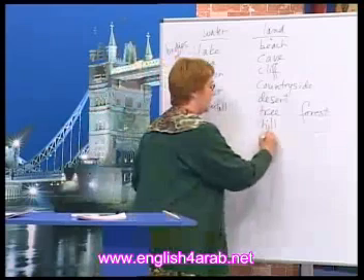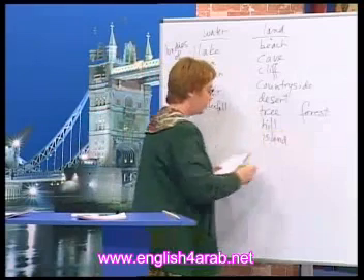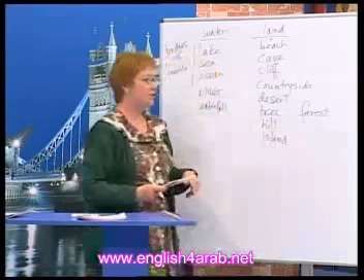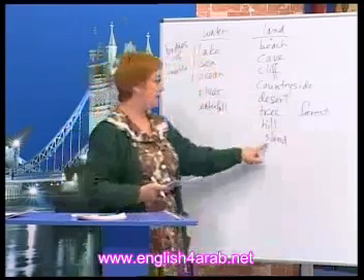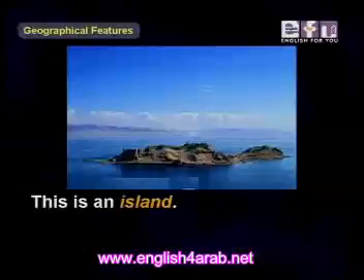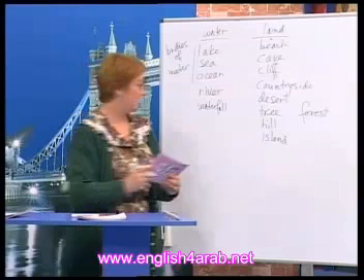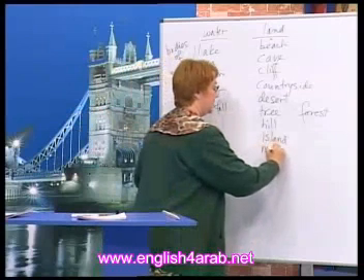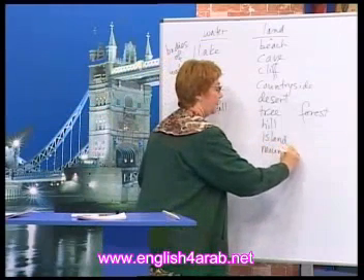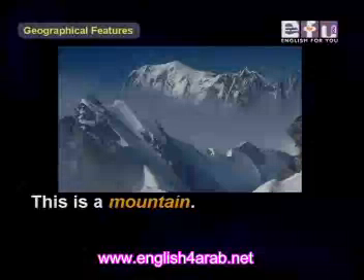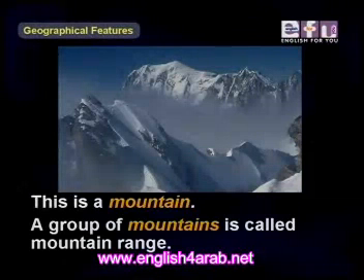We have an island. Island. This is special because we don't say the S. This is an island. Islands have water all around them. Next is mountain. This is a mountain. A group of mountains is called a mountain range.